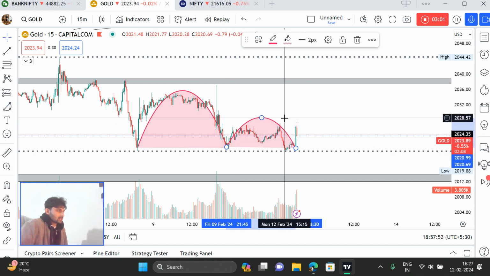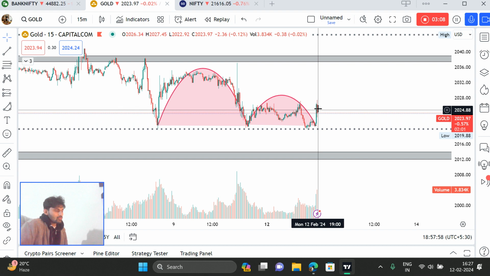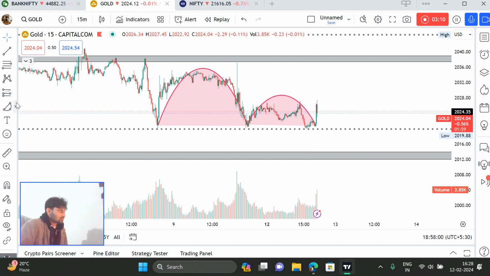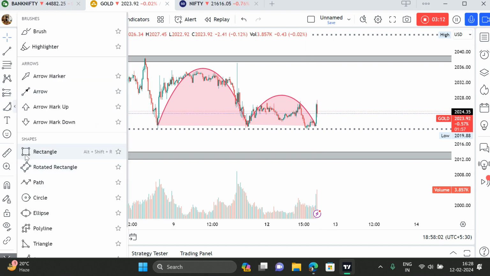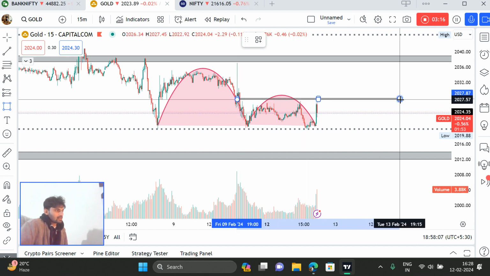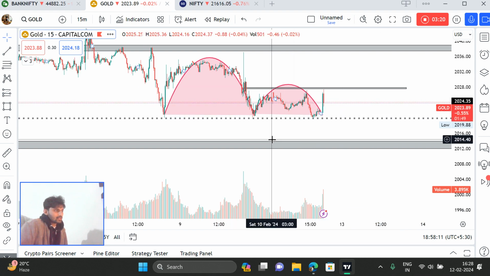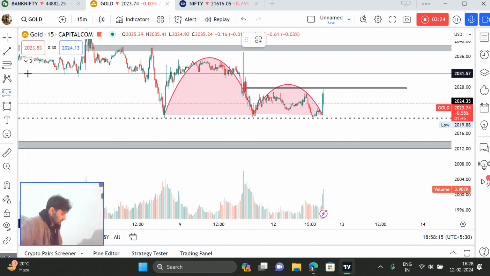But the move goes like that. And we have to execute our trade on this breakout here, right? So we have to wait for this breakout level. If it breaks out, we have to buy from here, here to here. So we execute the trade right now. Just wait. We have to execute right now.